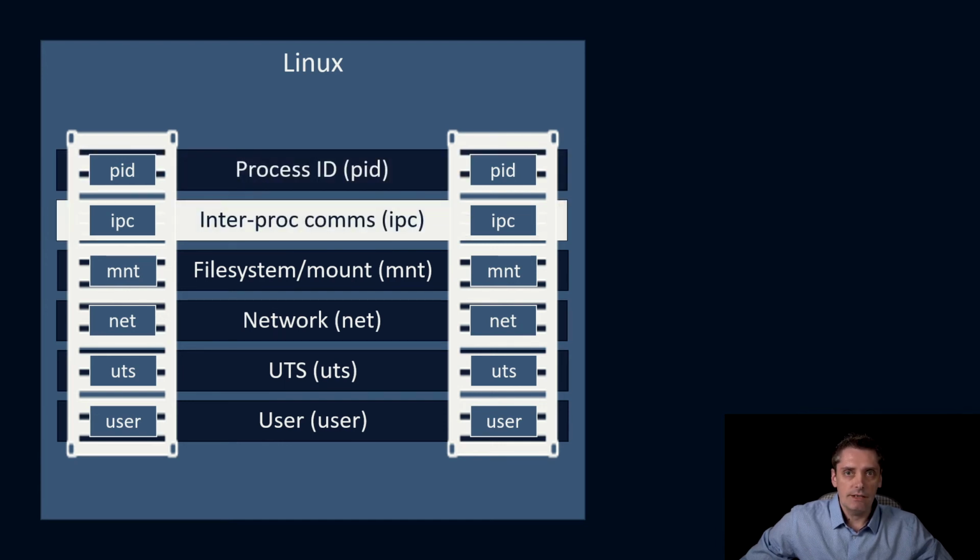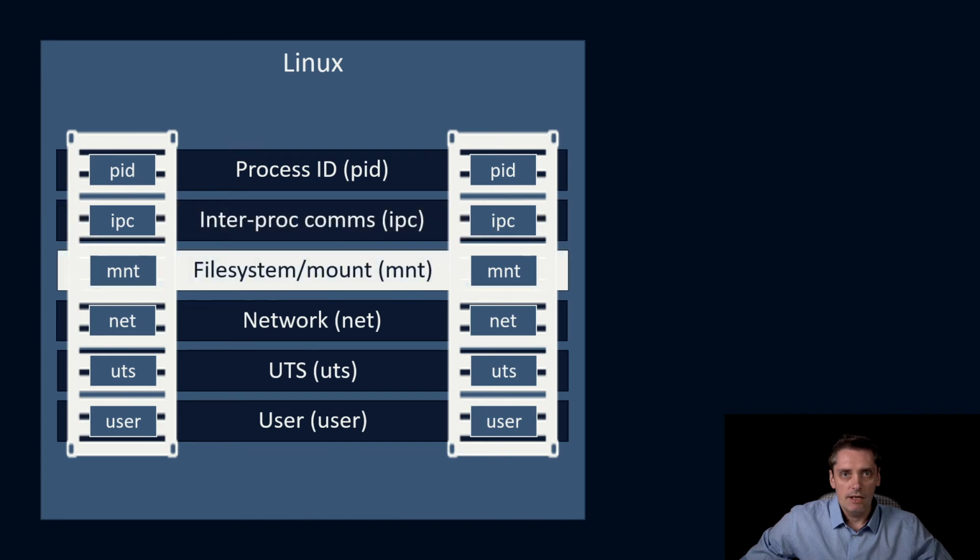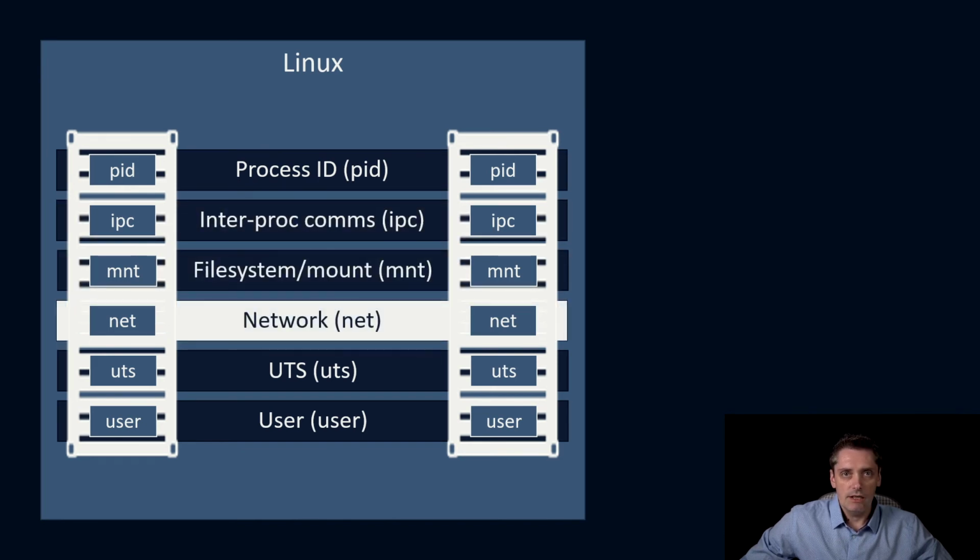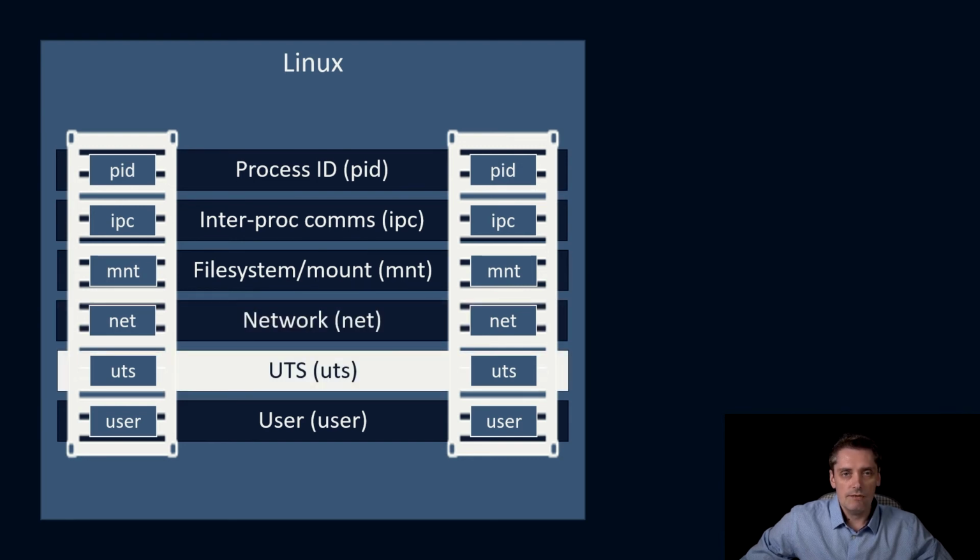IPC allows containers to use the same shared memory, but it blocks everything from outside of it. MNT gives an isolated file system. Net gives a container an isolated network stack. UTS gives every container its own hostname.